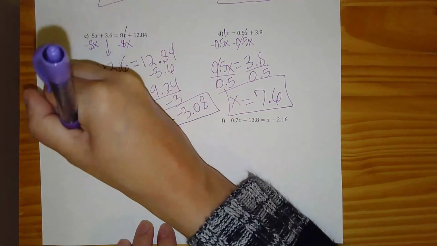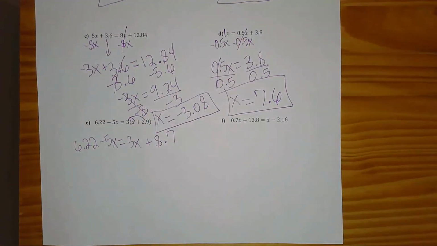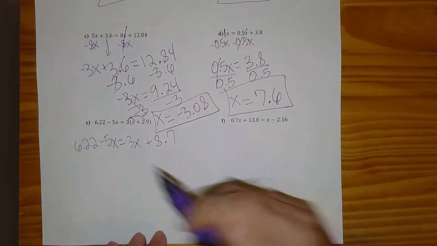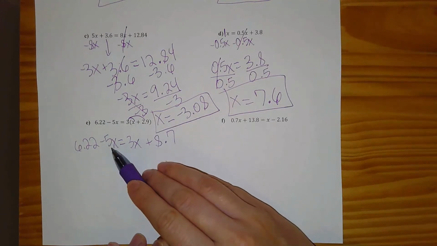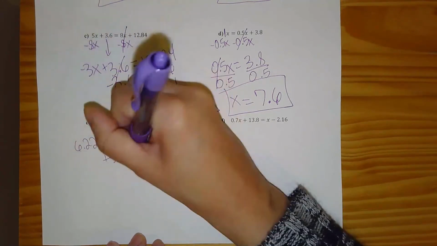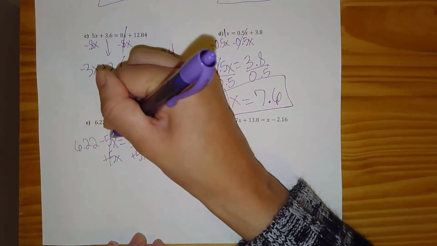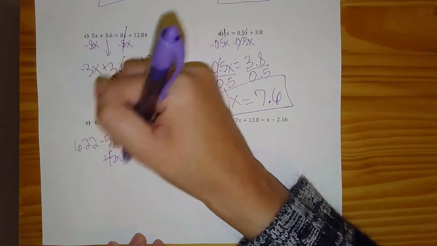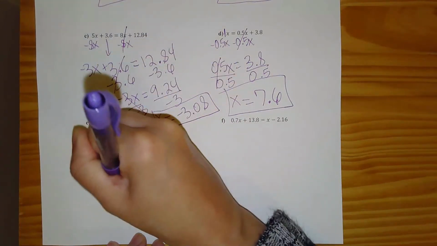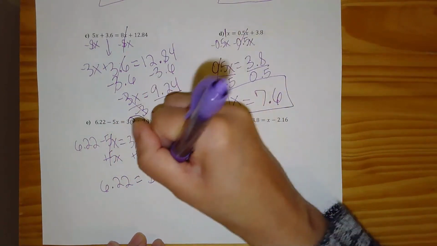I still have a 6.22 minus 5x on the left side. Then I've got x's in 2 different locations again. It doesn't matter which way you go, but you probably should get them together. So how about we deal with this one? I have a minus 5x here. The opposite of subtracting is adding. So I'm going to add 5x to both sides. Negative 5x plus 5x is 0. So now I've got 6.22 plus 0, which is just 6.22. I have 3x plus 5x, which is 8x, and I still have a plus 8.7.